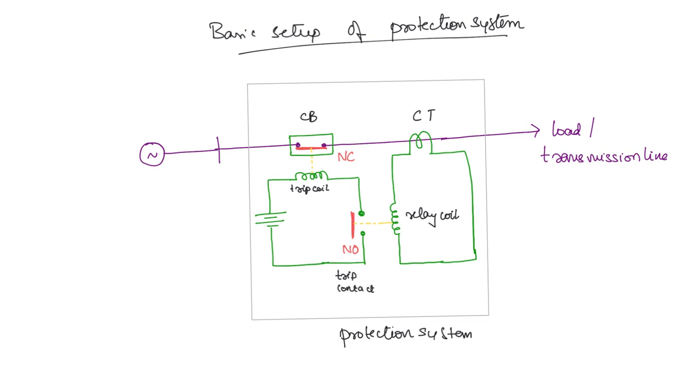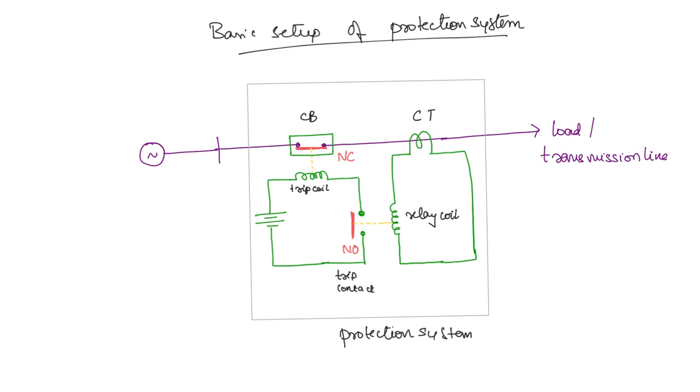What is happening? This you can see here, it is a normally closed contact. NC is normally closed, okay? So this is a circuit breaker. It is normally closed under normal condition, so the current will flow without any problem.